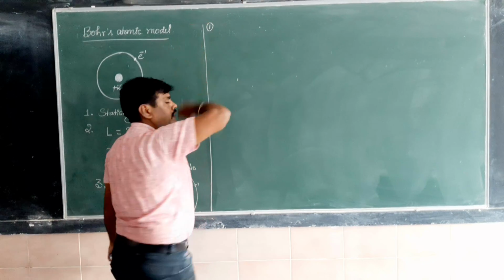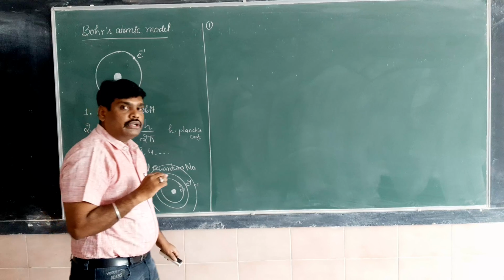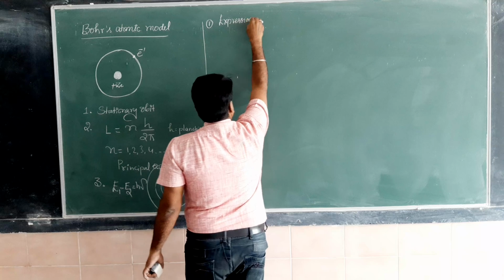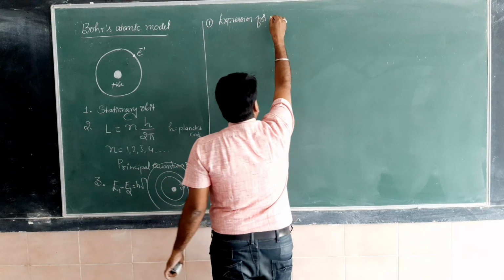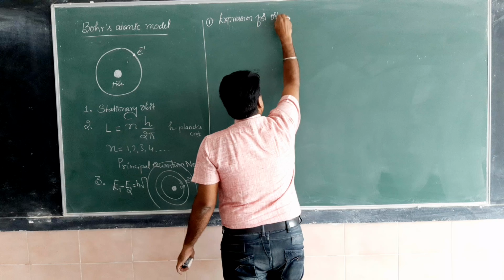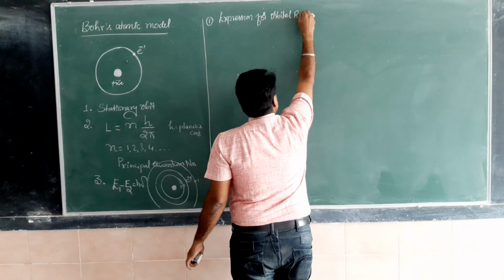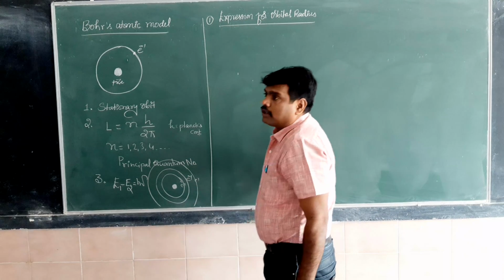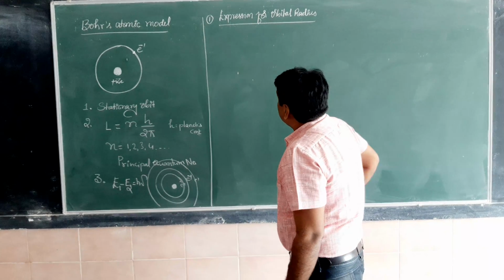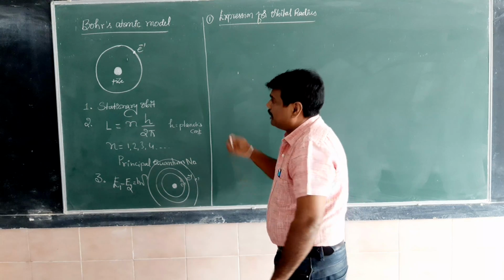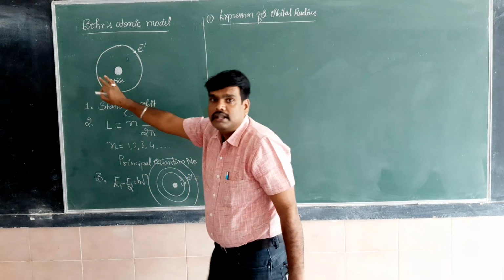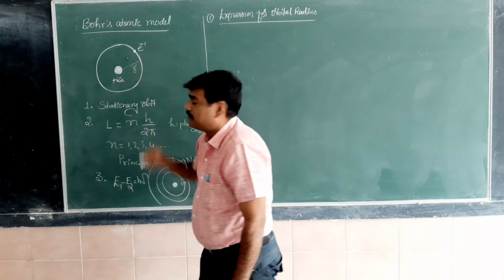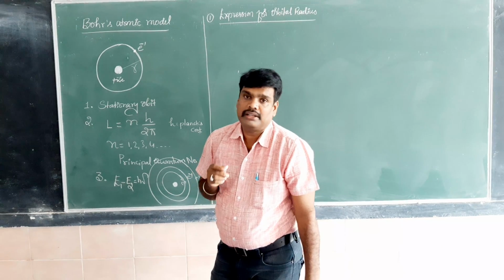On the basis of Bohr's postulates, I am going to derive the expression for orbital radius. So first I am going to derive the expression for orbital radius. Here, this is the structure of the atom on the basis of the three postulates, and this is the orbital radius. First of all, I am going to derive the expression for orbital radius.